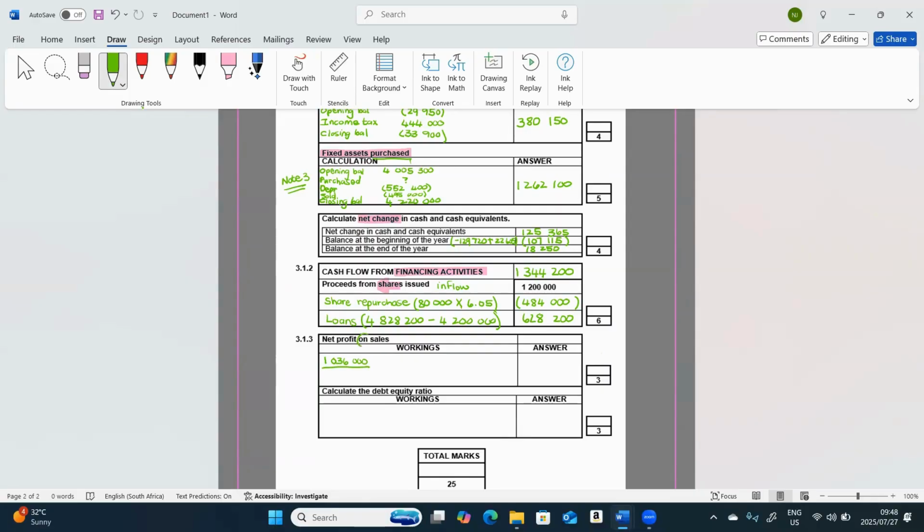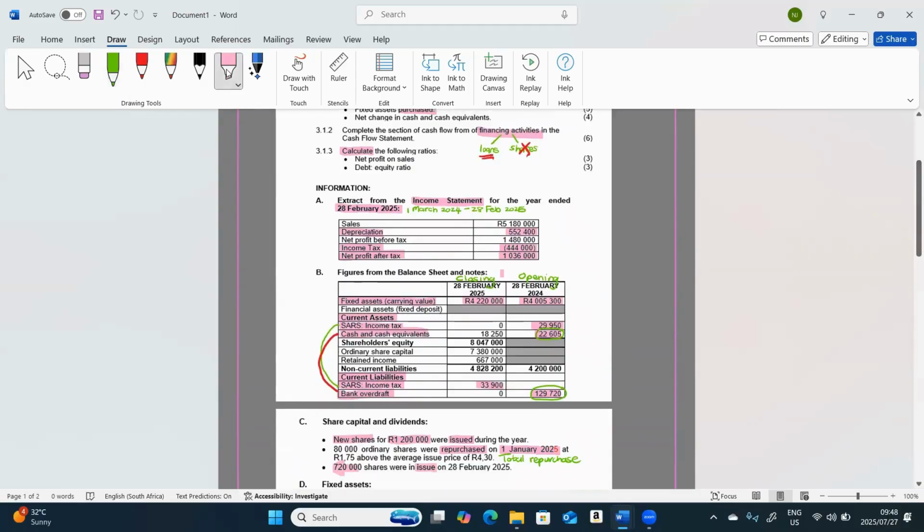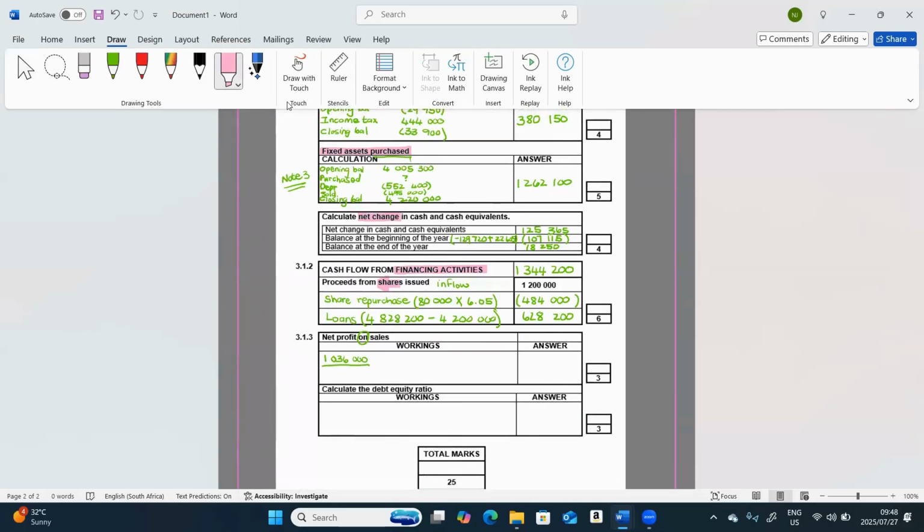The "on" means it's going to be a fraction, right? So net profit as your numerator and your sales as your denominator. So what is our sales amount? Sales is 5,180,000. Let's put that in our formula. So it's going to be over 5,180,000. We have to remember that net profit on sales, the answer of this has to be a percentage. So we have to multiply it with 100.